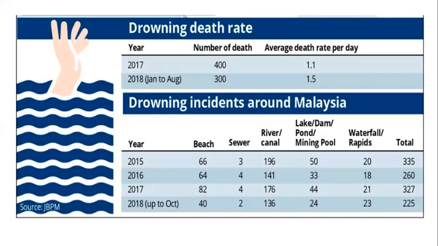So this is where they get drowned in Malaysia. The beach is the most common, each year coming from the beach. If beach, that means Sabah, Kelantan, Terengganu and Pahang. Followed by sewer, and then river and canal are also quite high. River and canal in Malaysia are usually in Kedah, Pahang, Kelantan.